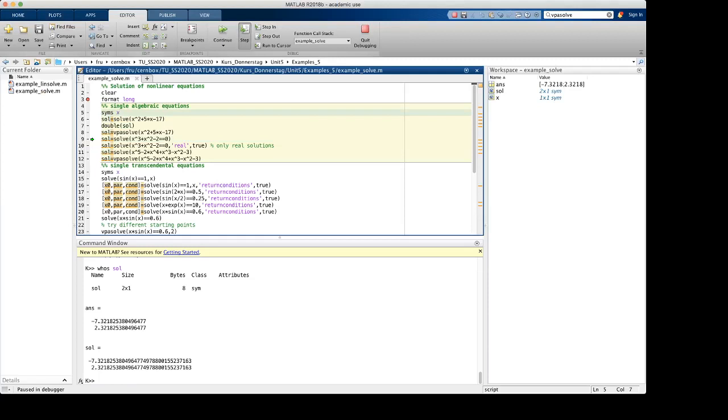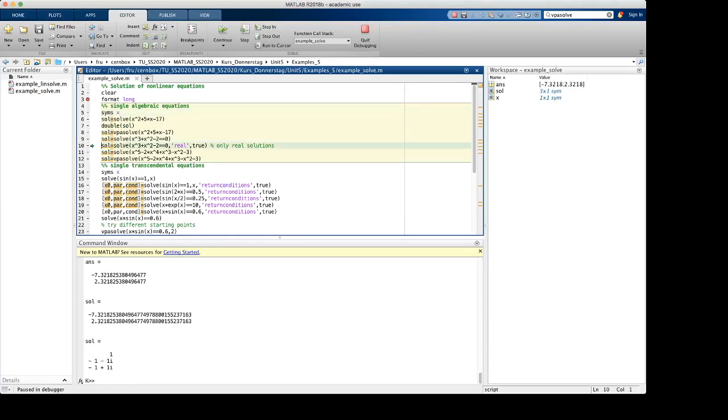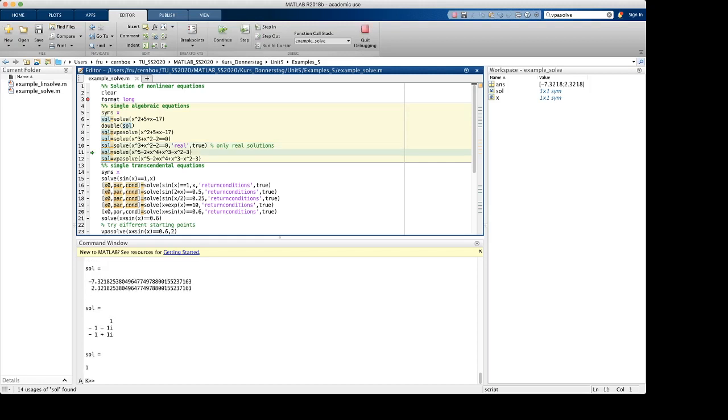In this case, we get three solutions, two of which are complex numbers. We can ask only for the real solutions by giving the parameter real the logical value true. So in this case, we get only one, the single real solution of this equation of degree 3.